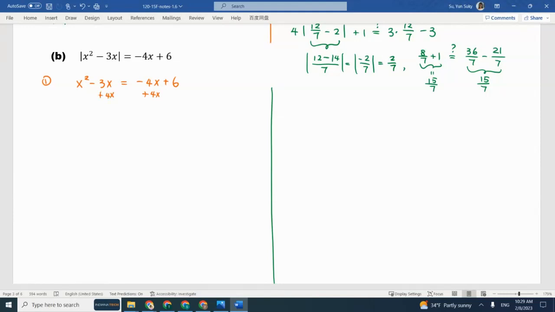Can I also move the 6 to the other side? What do we do to get rid of the 6? Subtract it. Is that okay? I do both of them in one step? Yeah? Okay, can you tell me what's on the left-hand side now? X squared plus x minus 6. Thank you. Okay, good.